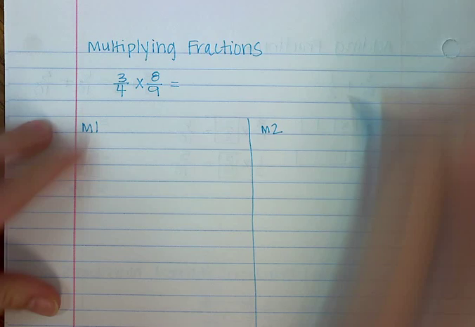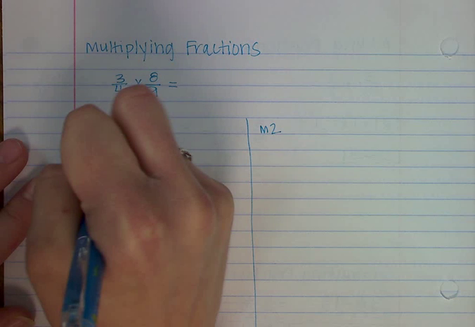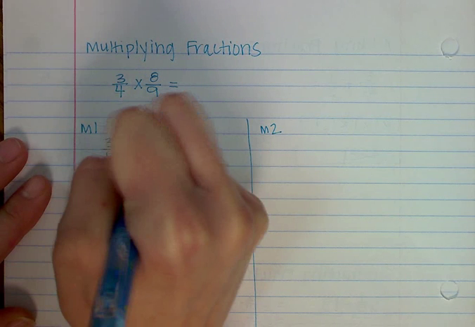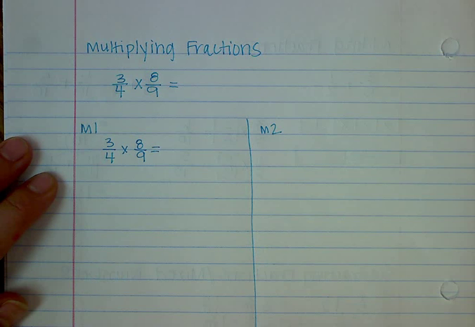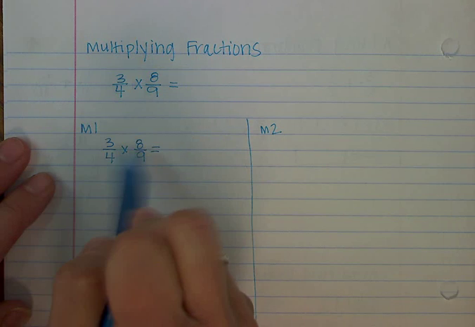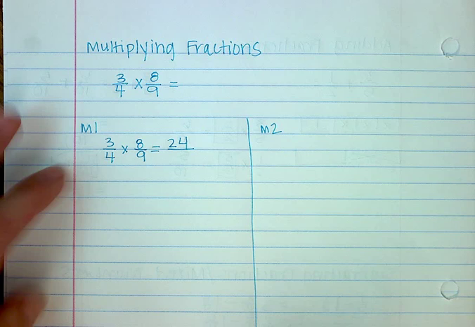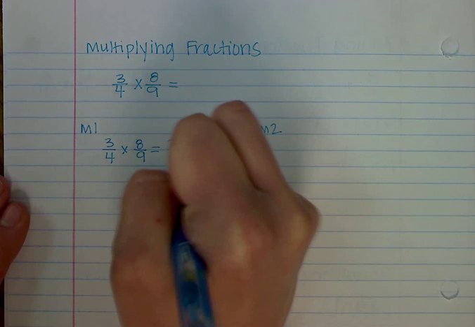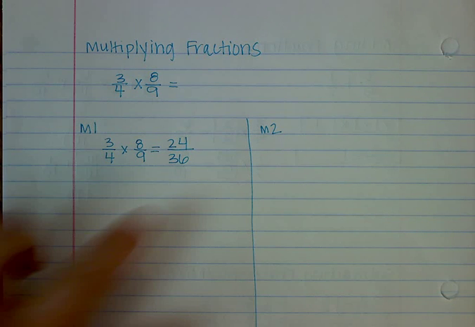So I'm just going to rewrite my problem. So 3/4 times 8/9. And I know that when I multiply fractions, I multiply my numerators and I multiply my denominators. So I have 3 times 8 is 24, and 4 times 9 is 36. And what I noticed is that I need to simplify that because that's definitely not in simplest form.